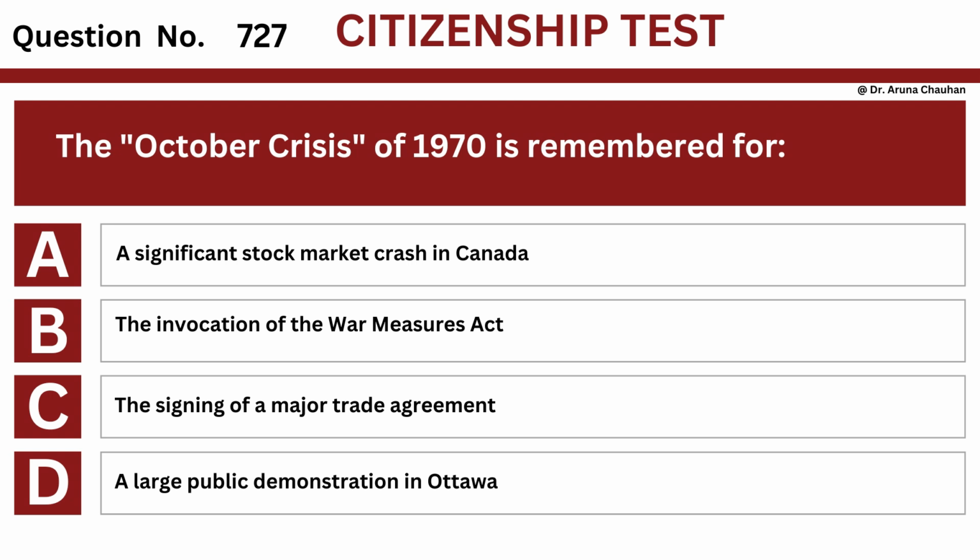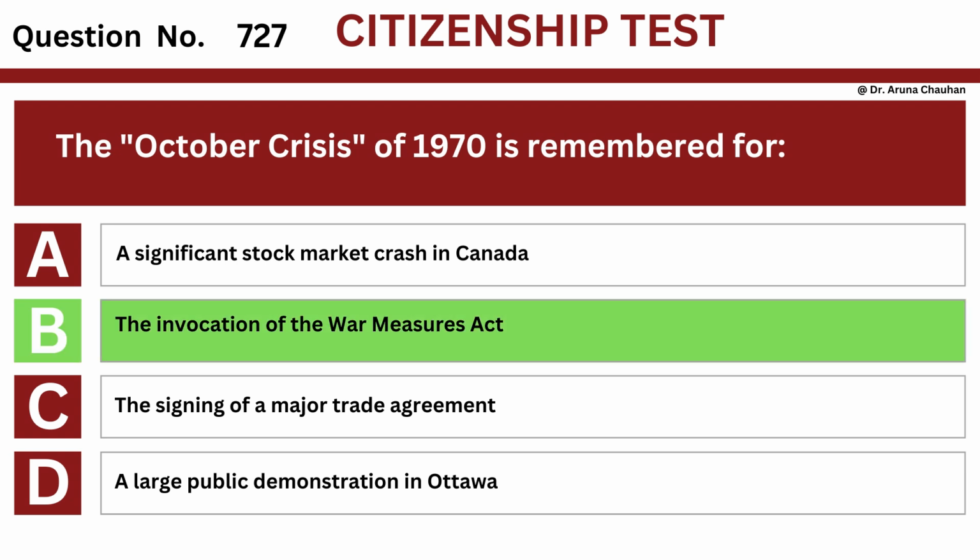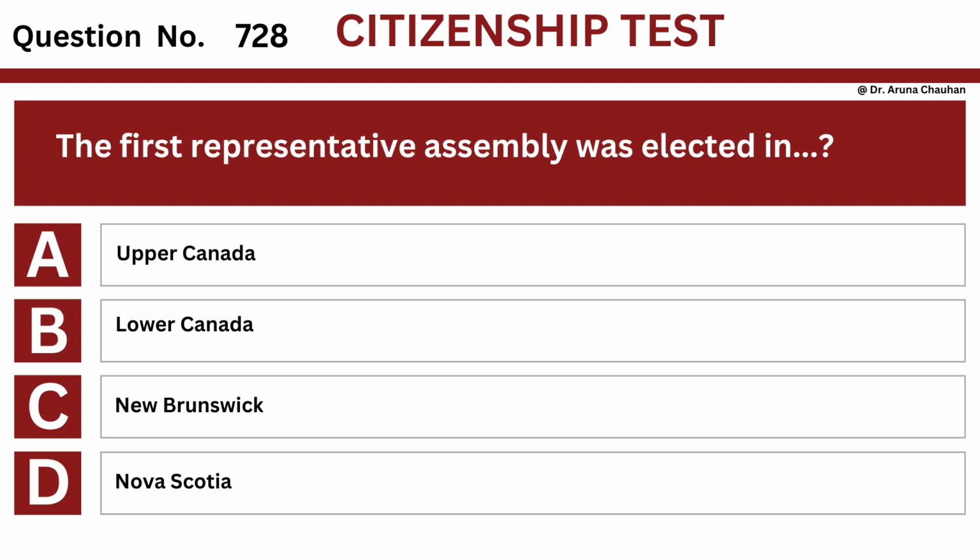Question number 727. Question: The October Crisis of 1970 is remembered for option A, a significant stock market crash in Canada. Option B, the invocation of the War Measures Act. Option C, the signing of a major trade agreement. Option D, a large public demonstration in Ottawa. The answer is option B, the invocation of the War Measures Act.